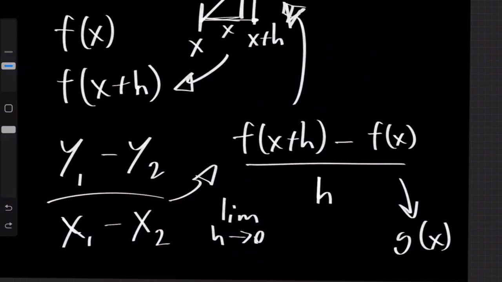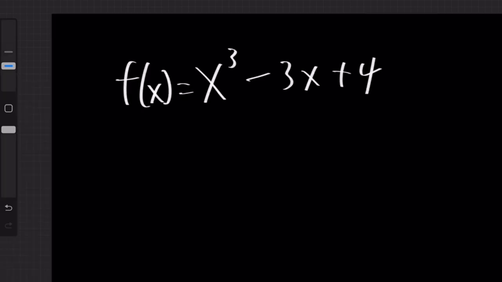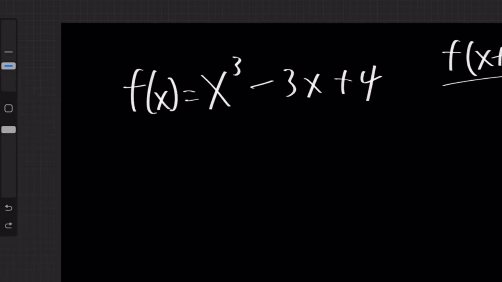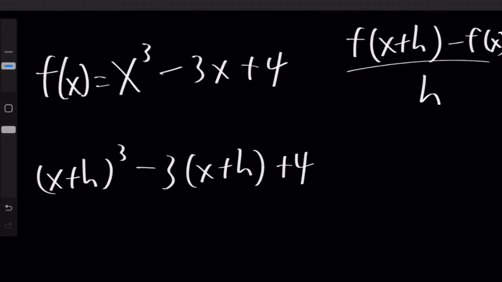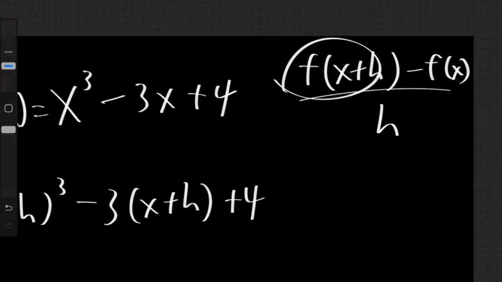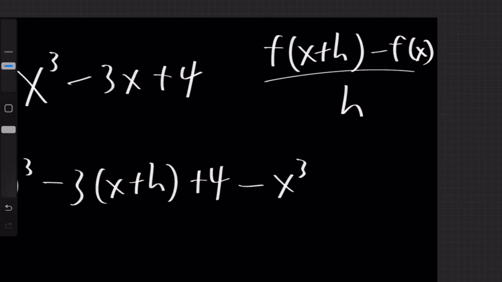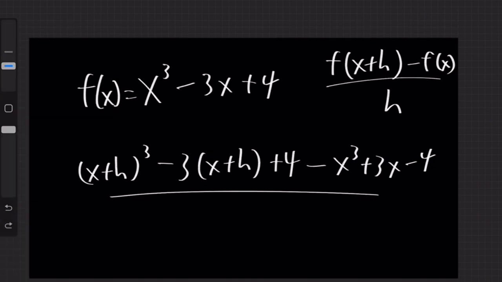So, how does that work? Let's do an example. This is going to be function f. And if we plug it into our formula, then we'll get x plus h cubed minus 3 times x plus h. We'll get this equation for this. And then we'll subtract the original equation, so x cubed plus 3x minus 4. Remember to change the signs because we're subtracting here. And this is all over h.